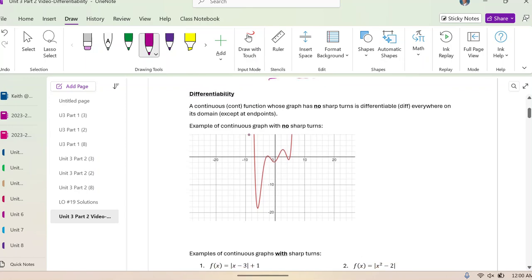All right, but here's an example of a continuous graph. So if you were to ask about continuity, you would say it's continuous everywhere because there's no holes, there's no asymptotes. It's just one continuous graph, and there's no sharp turns, so therefore it's also differentiable everywhere.